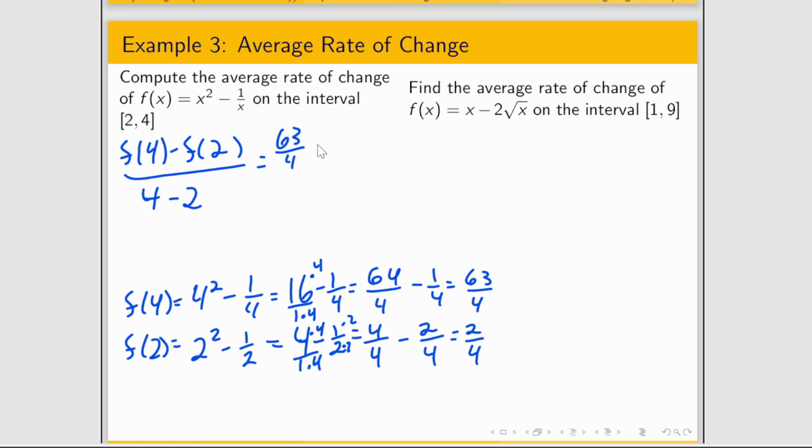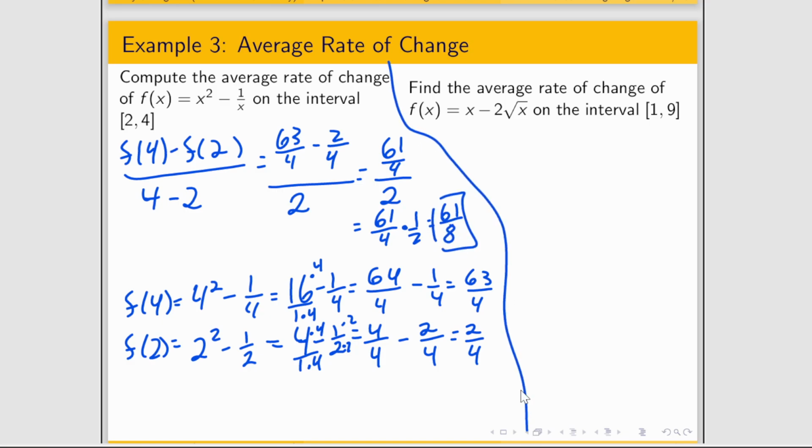So we have 63/4 minus 14/4 all over 2. That gets me 49/4, all divided by 2. A complex fraction like this, where we have 49 over 4 divided by 2, is the same thing as 49 over 4 times 1/2. So our final answer is 49 over 8 as our average rate of change. If you were on a calculator portion of an exam, it would also be fine to put that into your calculator and use decimals instead.